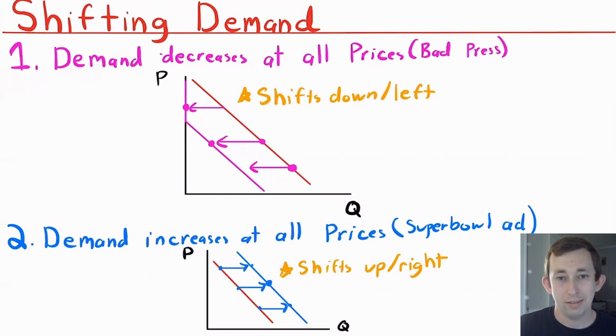And unsurprisingly, if you have a positive shift in demand, if people want more soda at every price point, you're going to shift the demand curve up or you're going to shift the demand curve to the right. Again, you're shifting it to the right because this quantity right here at this price level, you now want more quantity at that same price level, so you're moving to the right.